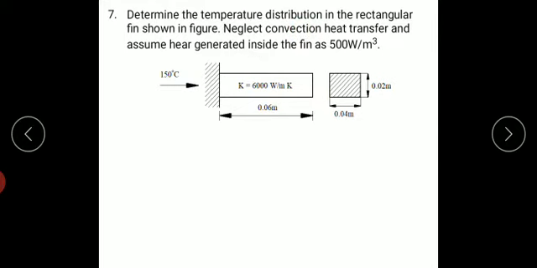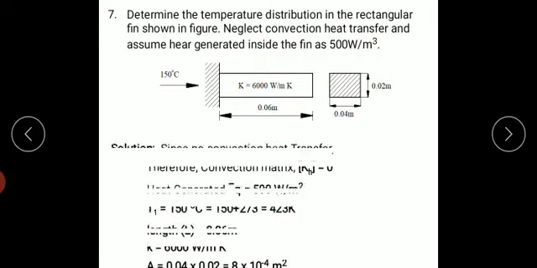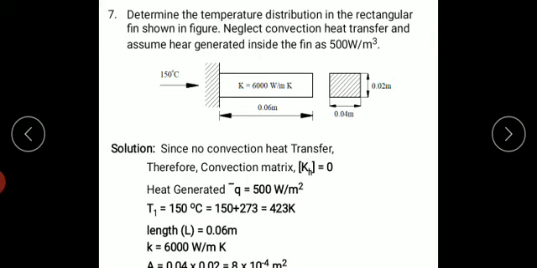Even if there is insulation, what happens inside the member? Heat is generated, because there is a continuous 150 degrees Celsius heat transferred here. So there is heat generation within the member. How much heat is generated? He has given 500 watt per meter cube. So here he has given a rectangular fin, and we have the K value, length, width and thickness given here.